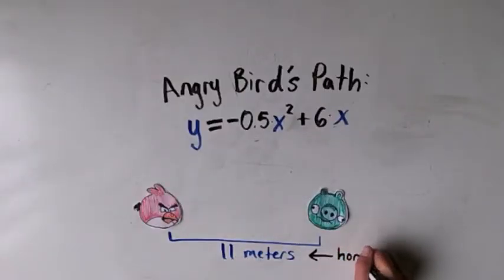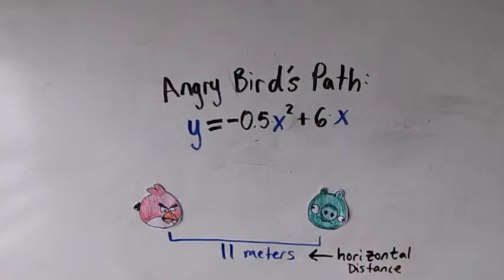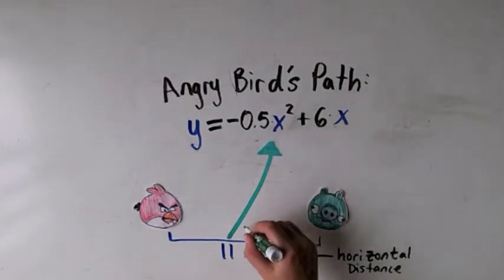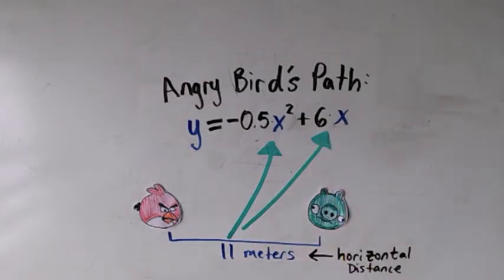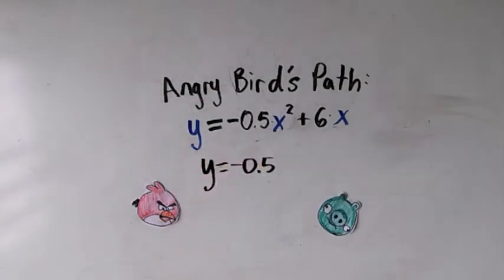If we want to know if angry bird will hit the pig, all we have to do is use the equation that models angry bird's path to see if angry bird will be at a height of 0 when he is 11 meters horizontally. To do this, we would simply input 11 into Angry Bird's equation in place of x. 11 is the specific distance we want to evaluate the function at. Remember, order of operations is very important when evaluating.